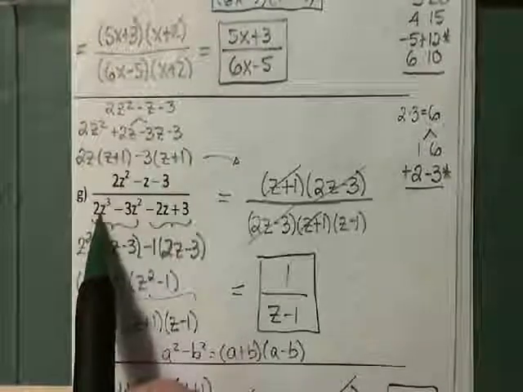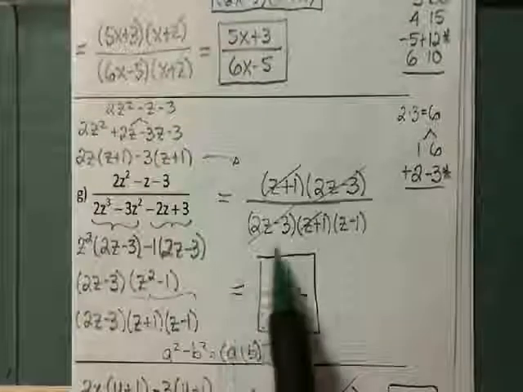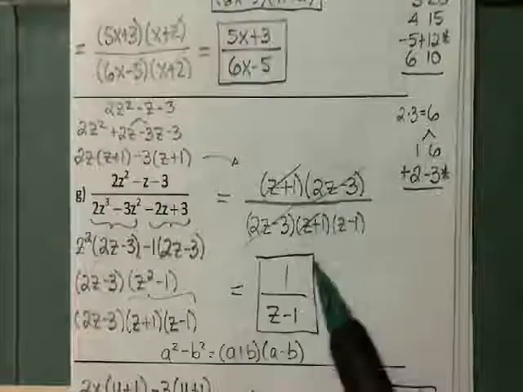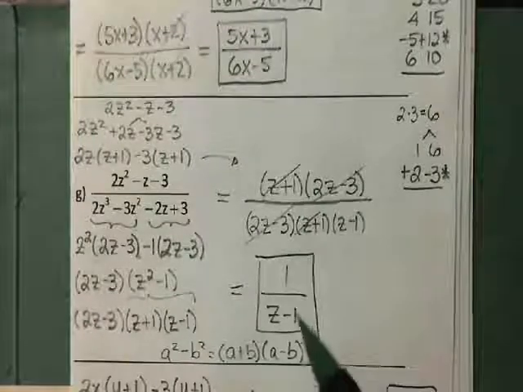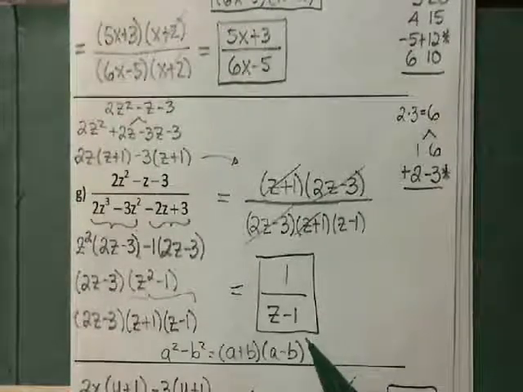Now that I changed this into this, I brought it here, and now I see who can cancel. Z plus 1 can cancel, 2z minus 3 can cancel, so my final answer is 1 over z minus 1.